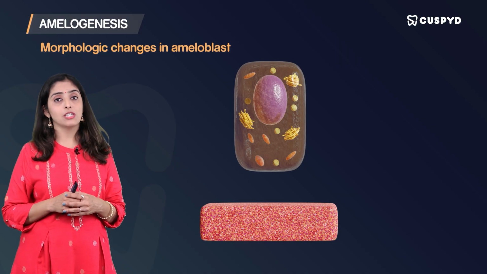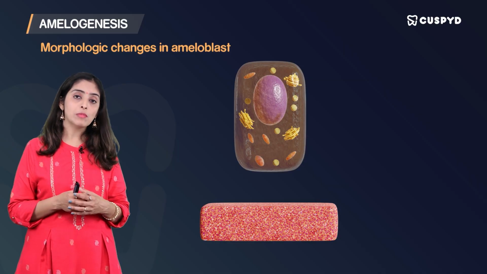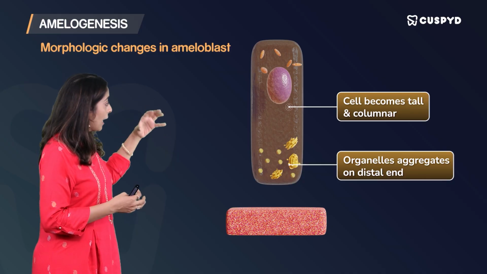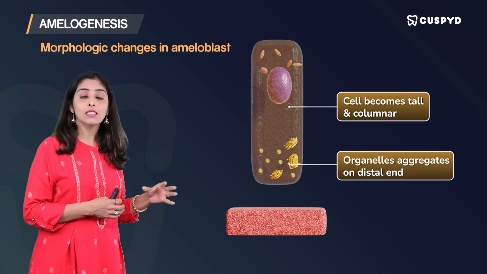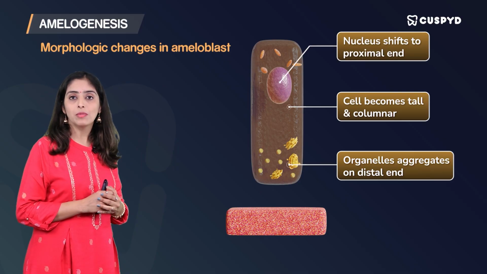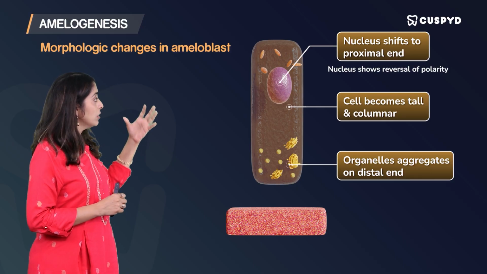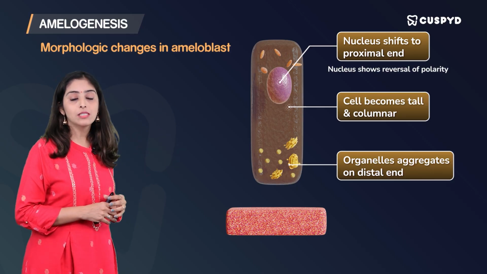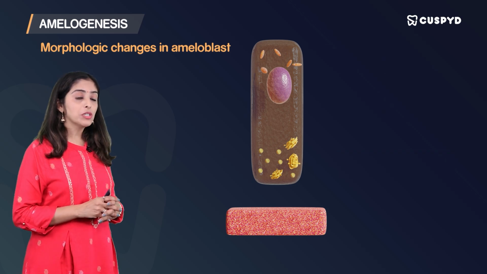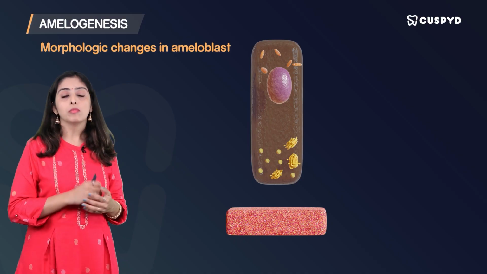So, the morphological changes that are usually seen in an ameloblast prior to deposition of enamel is that the cell is going to become tall columnar. The organelles are going to get aggregated to the distal part of the cell, and the nucleus is going to shift to the proximal end. So, the nucleus shows reversal of polarity with all the organelles coming onto the distal end of the ameloblast. The organic matrix formation primarily begins by deposition of enamel by the ameloblast.